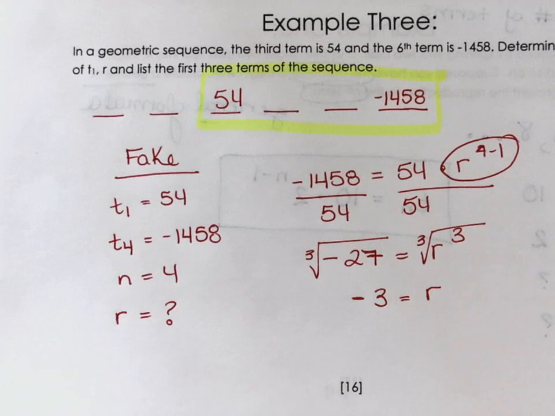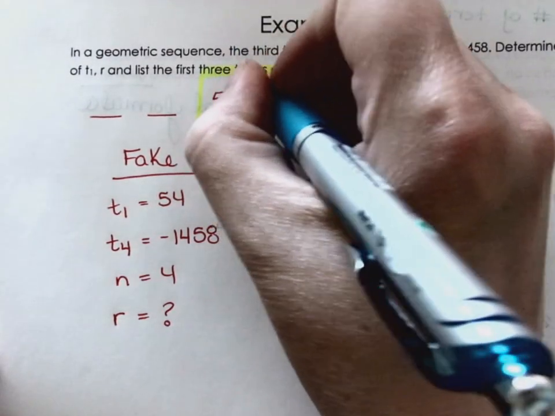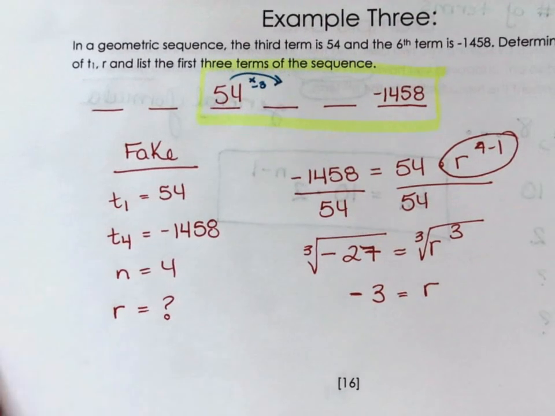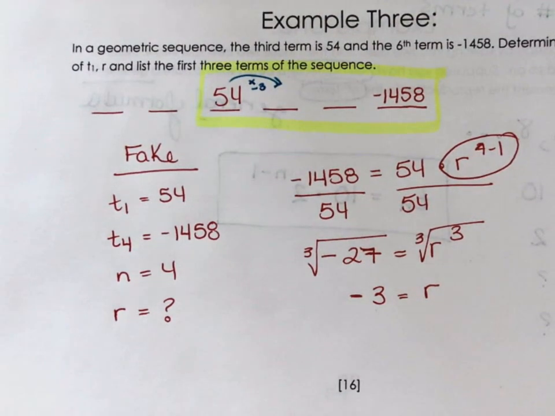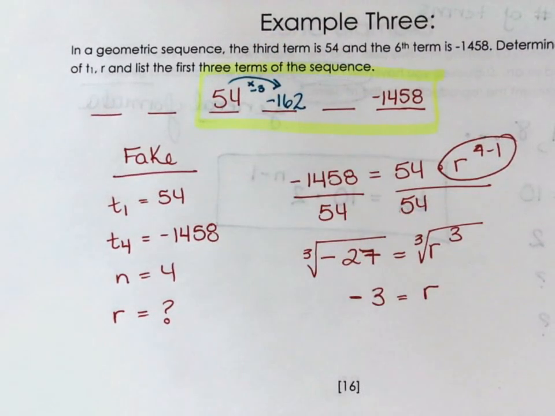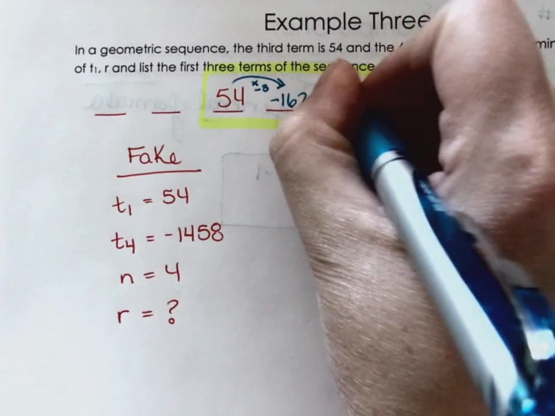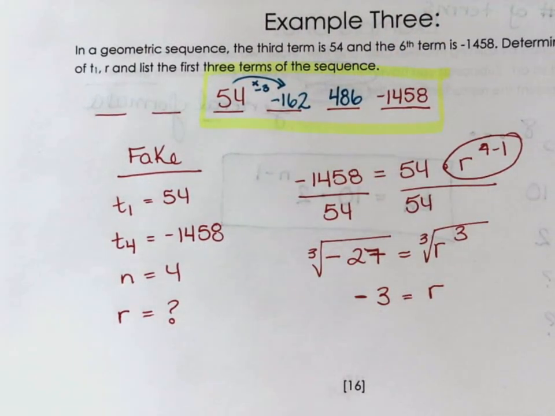Okay, so now we're gonna get to our real information. We're gonna go away from the fake. We know that going this way, we're gonna have to times by a negative 3. So we would take 54. 54 times negative 3 gives me negative 162. Times by a negative 3 gives me 486.